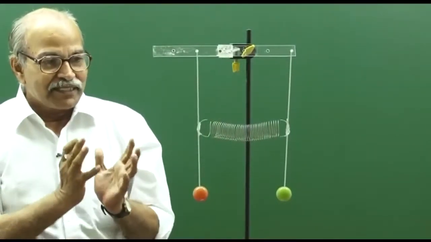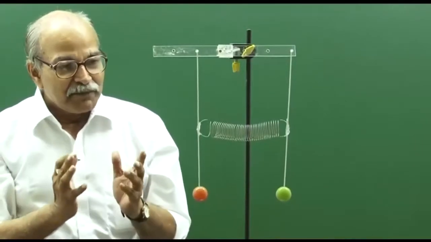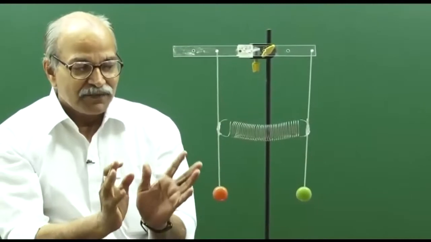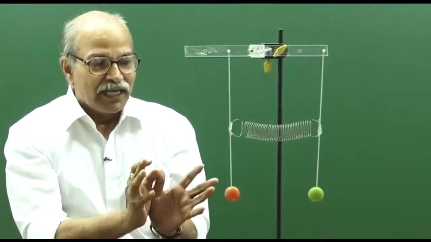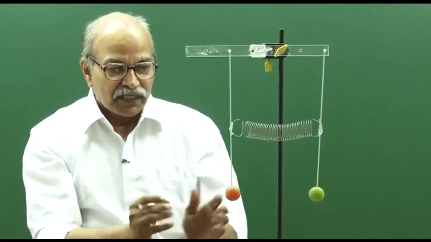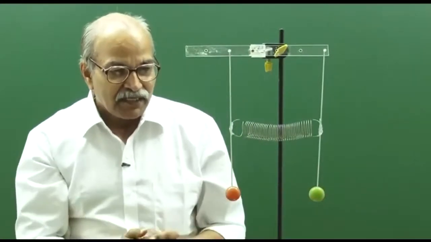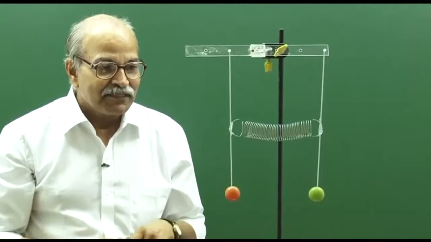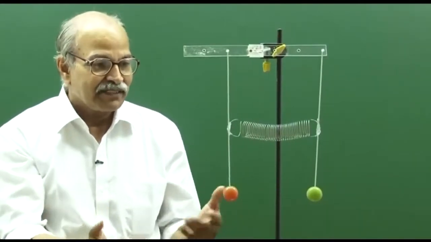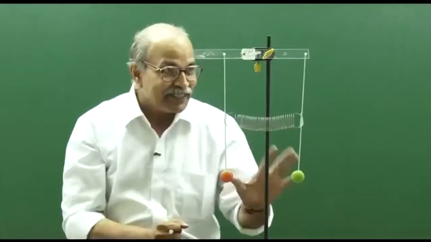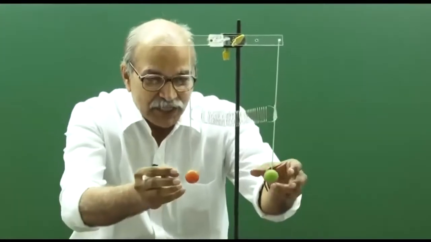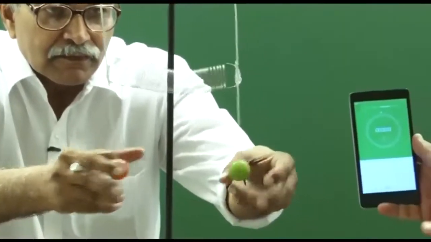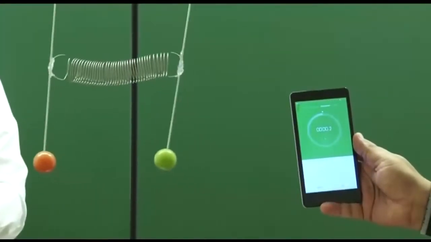Now, this vibrating system can be vibrated in several manners. One is the simplest, and that I will be doing now. I will oscillate it, and I will ask Anurag ji to measure the time for 10 oscillations, and then we will get the time period. Ready? Okay. So, I am starting the oscillations. Start.